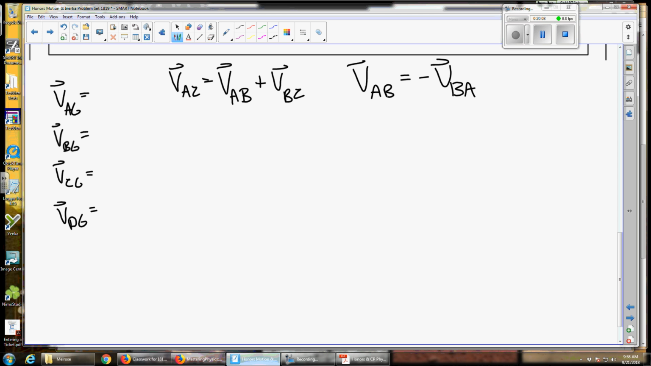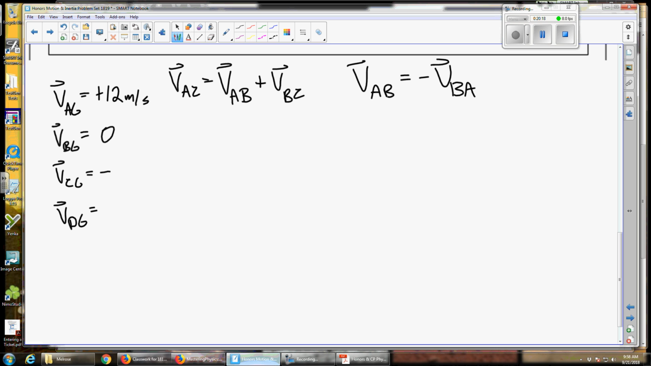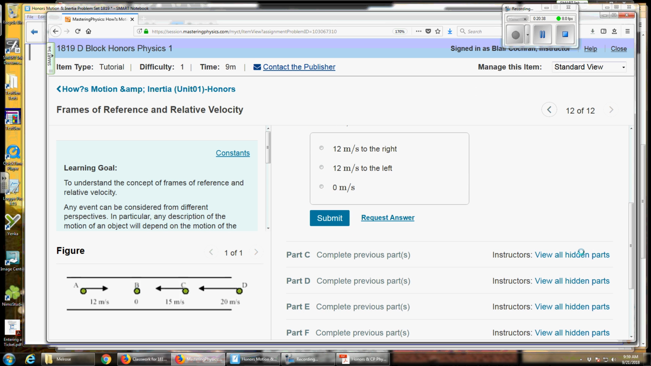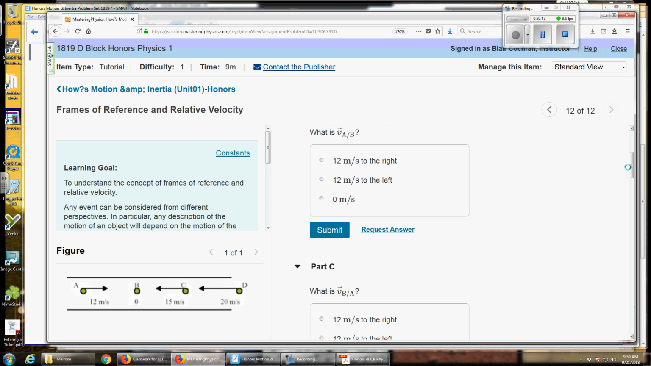So A with respect to the ground is positive 12 meters per second. B was 0. C was negative 15 meters per second. And D with the ground was negative 20 meters per second. Those are all my facts and figures from the problem. And then, so lots of parts here. Which parts did you want to do? We can do any of the parts, but which ones do you want to do?